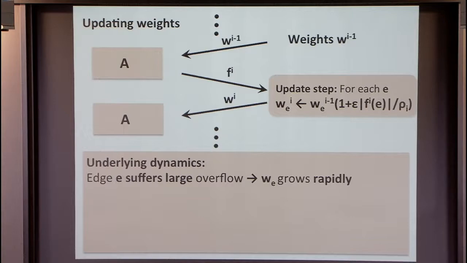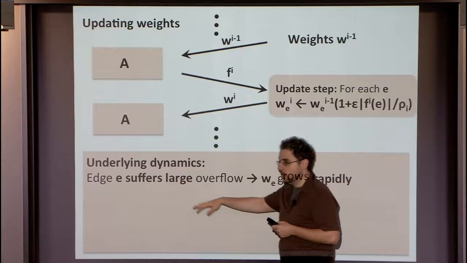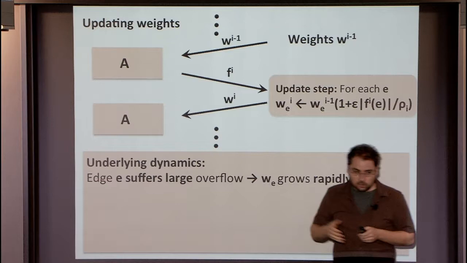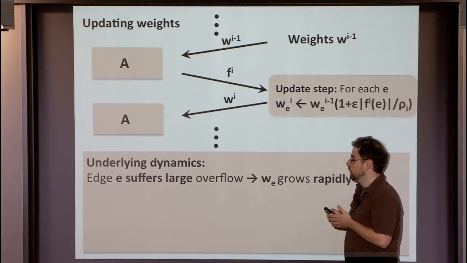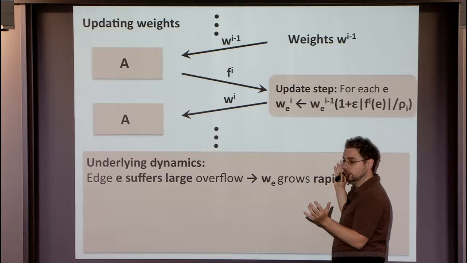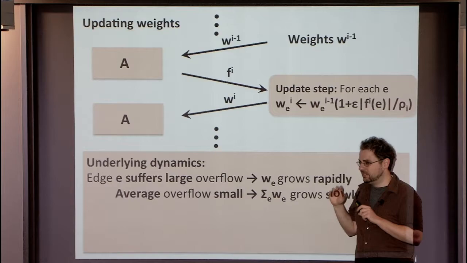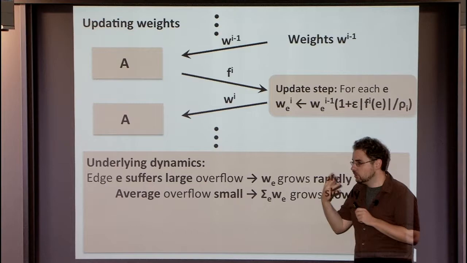This is the way the weights are evolving, and now the underlying dynamics that makes it all work is the following. If you have an edge that suffers a large overflow in some iteration, then clearly its weight will be multiplied by 1 plus epsilon. So let's say the overflow is getting close to the maximum; its weight is multiplied by 1 plus epsilon. So if some edge suffers large overflow too often, then its weight will skyrocket after some time because you will get exponential growth in it. But on the other hand, we know that each of these flows is feasible on average, so we know that the average overflow is small, and the average increase of weight is pretty modest. In particular, the sum of all the weights grows not too fast.